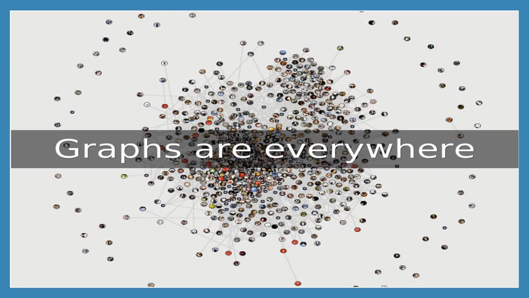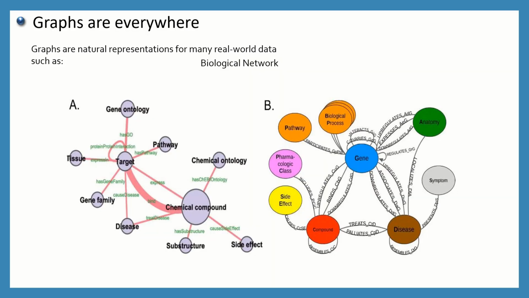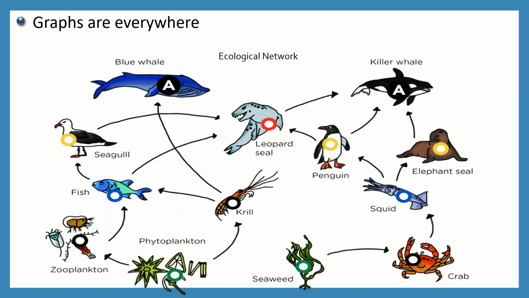First of all, I would say that graphs are everywhere. We can see that graphs are literal representations for many real-world data, such as in biological networks, where proteins and drugs are connected and interacting with each other for the drug discovery task.